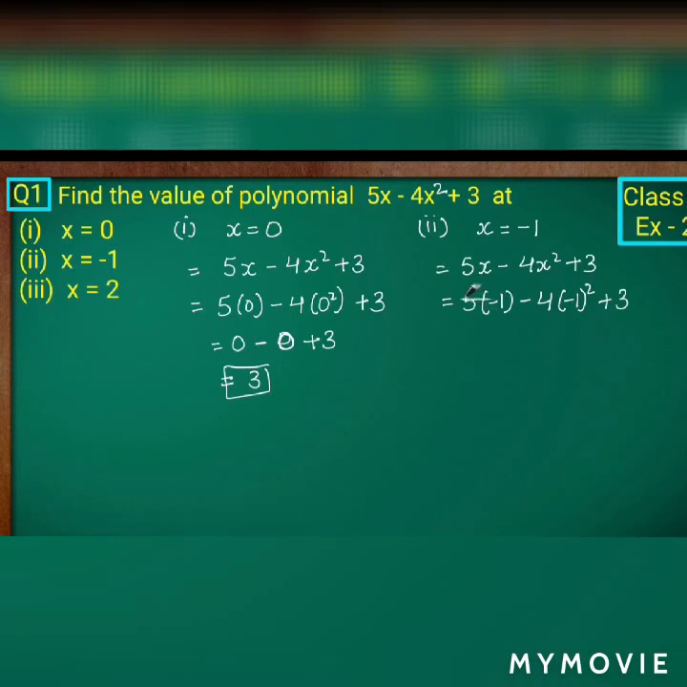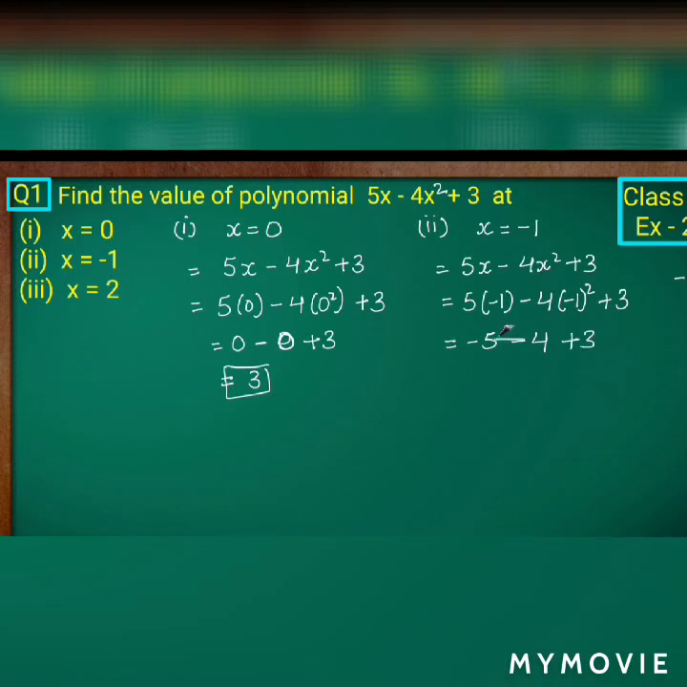5 into minus 1 is obviously minus 5, isn't it? So minus 5 minus 4 into, so that is negative whole square will become positive, isn't it? Minus into minus will become plus. So 4 into minus 1 whole square is what? Minus 1 whole square is plus 1. 4 into, that is minus 4 into plus 1 is obviously minus 4 plus 3.